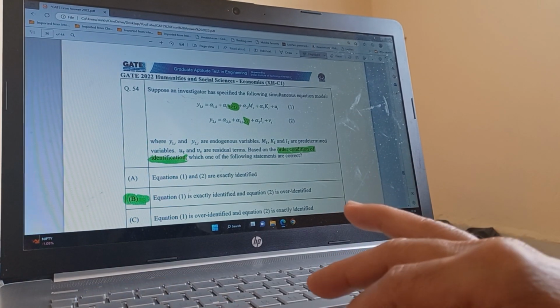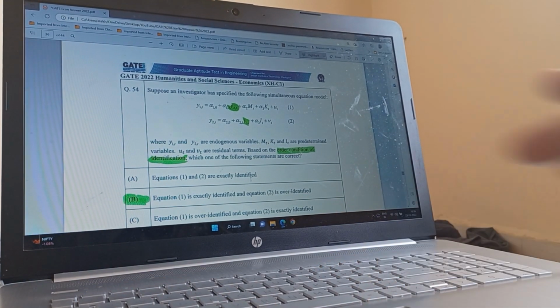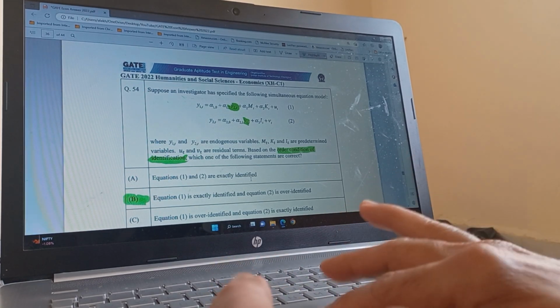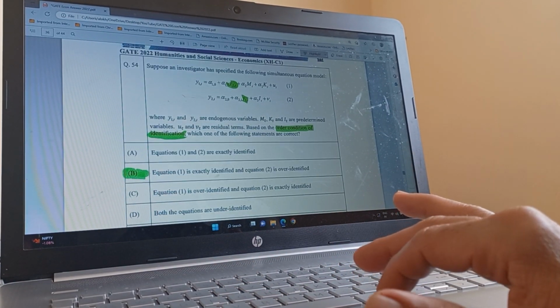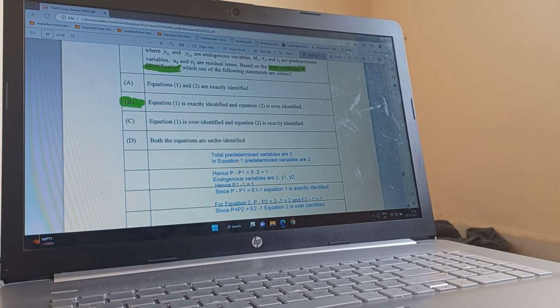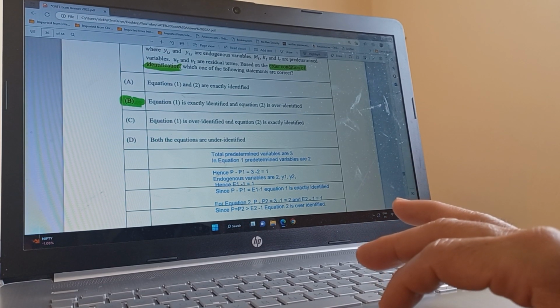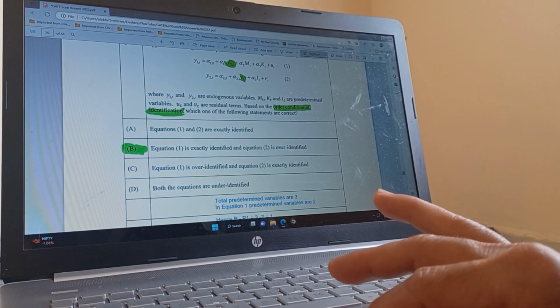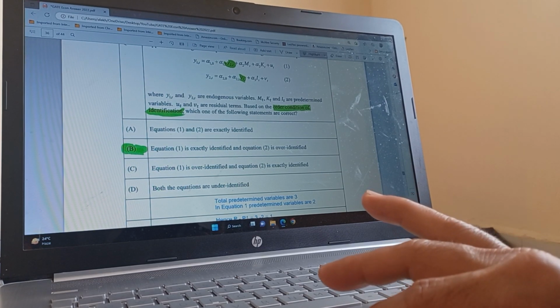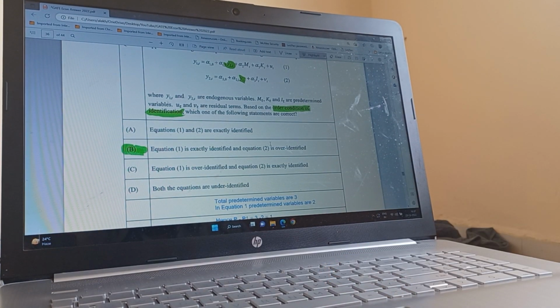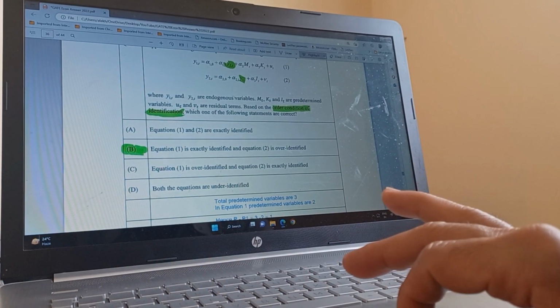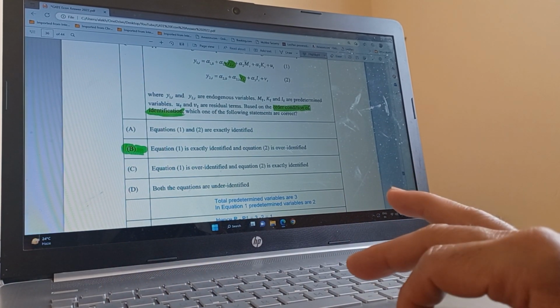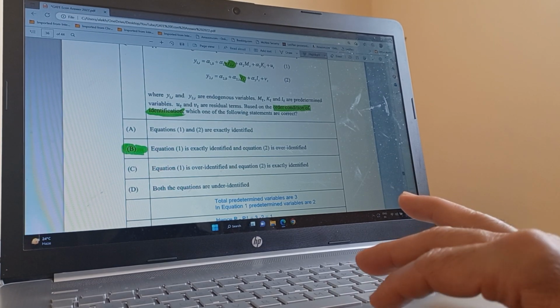The first statement is: equations 1 and 2 are exactly identified. How do we determine which one is exactly identified and which one is not? The theory behind this identification is to count the predetermined variables. Here the predetermined variables are mt, kt and it, so there are three predetermined variables. In equation 1 there are mt and kt, which means two predetermined variables.